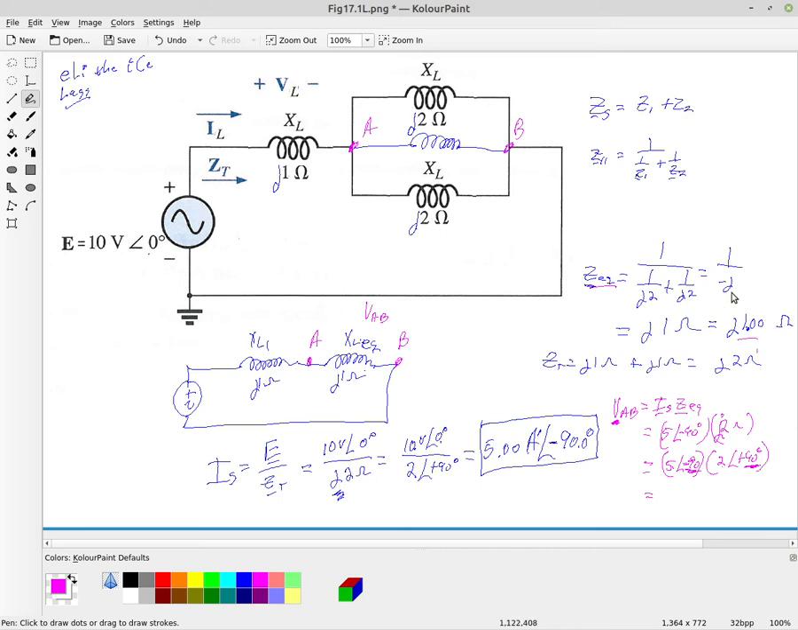I'm sorry, we're using the equivalent here. The equivalent was 1.0, not 2. Sorry about that, I wrote that down incorrectly. 5 times 1. So that's going to give me 5.00 volts at an angle of 0 degrees. So this VAB up here is 5 volts at an angle of 0 degrees.